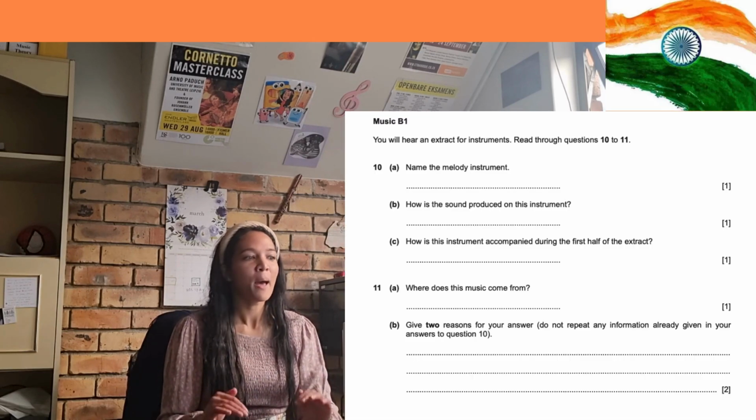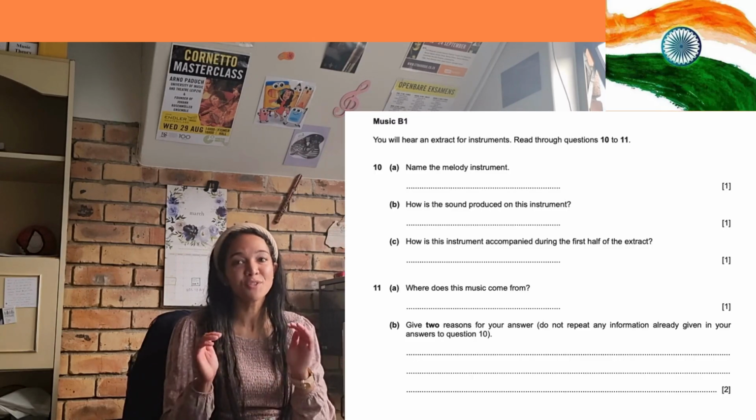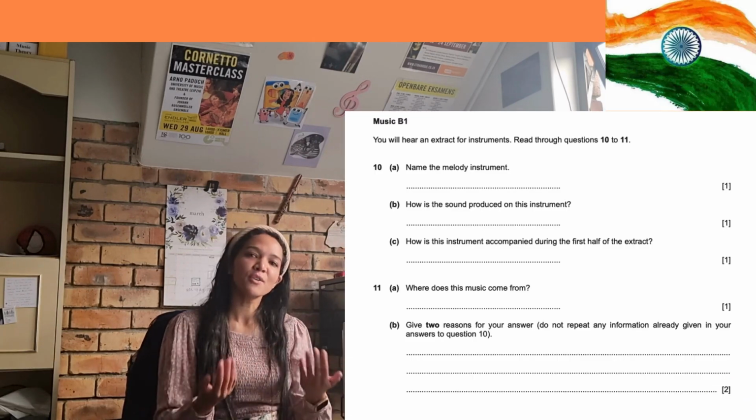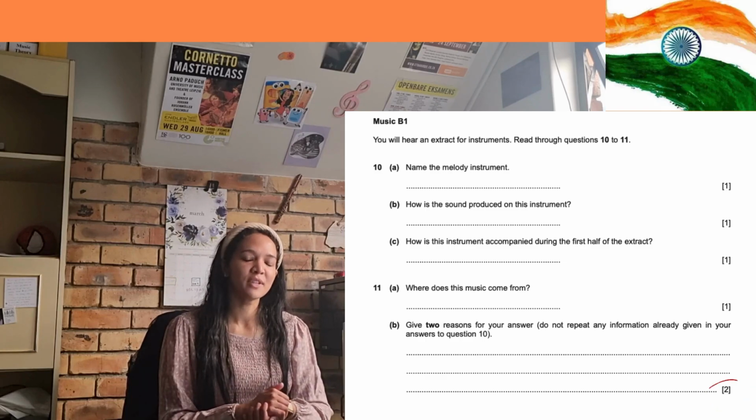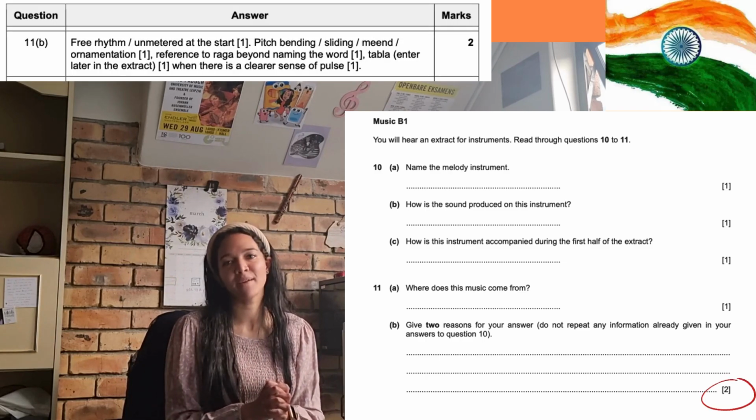Then a little bit later on, when the tabla comes in, we do feel a sense of, okay, now we're coming into a steady meter, a steady beat, and we have a rhythmic flow going on there. But the question is limited to 2 marks, so you will only really need 2 facts to get your 2 marks. Any 2 of those Cambridge will accept.